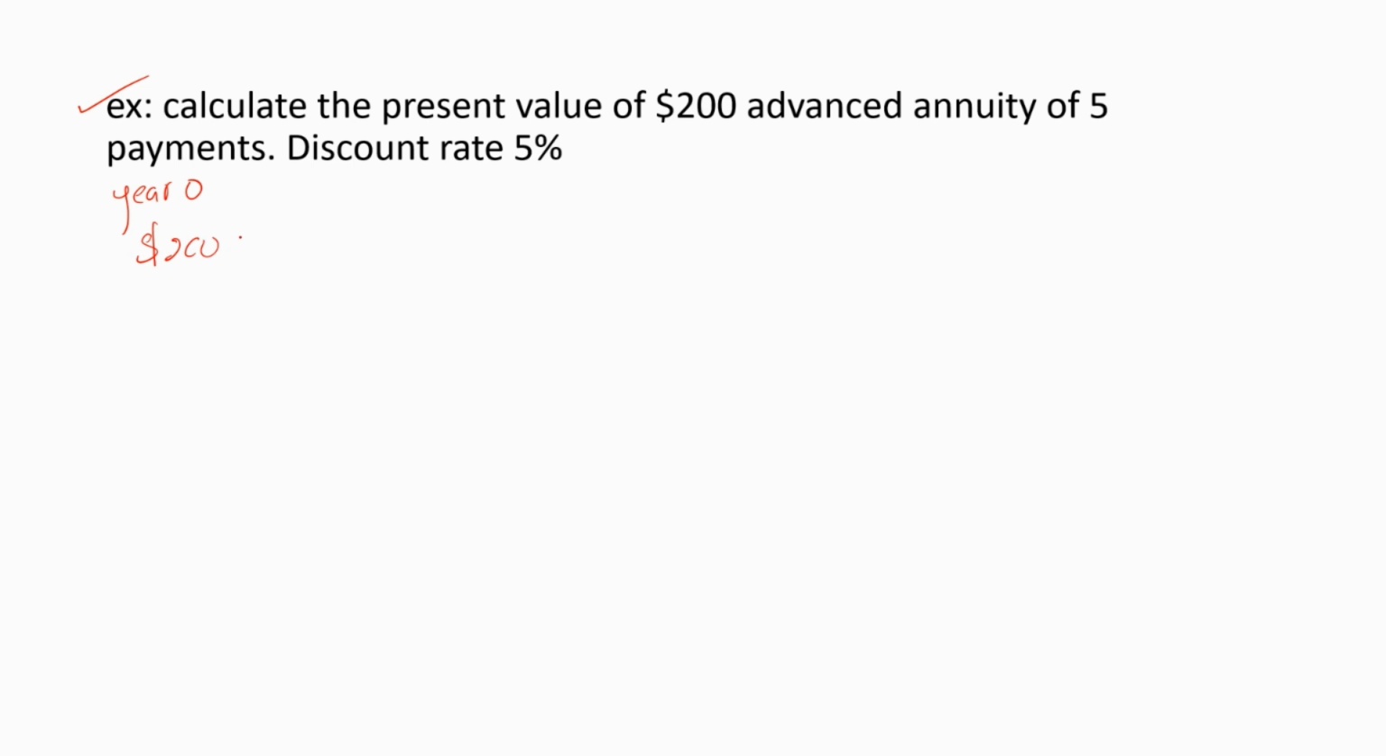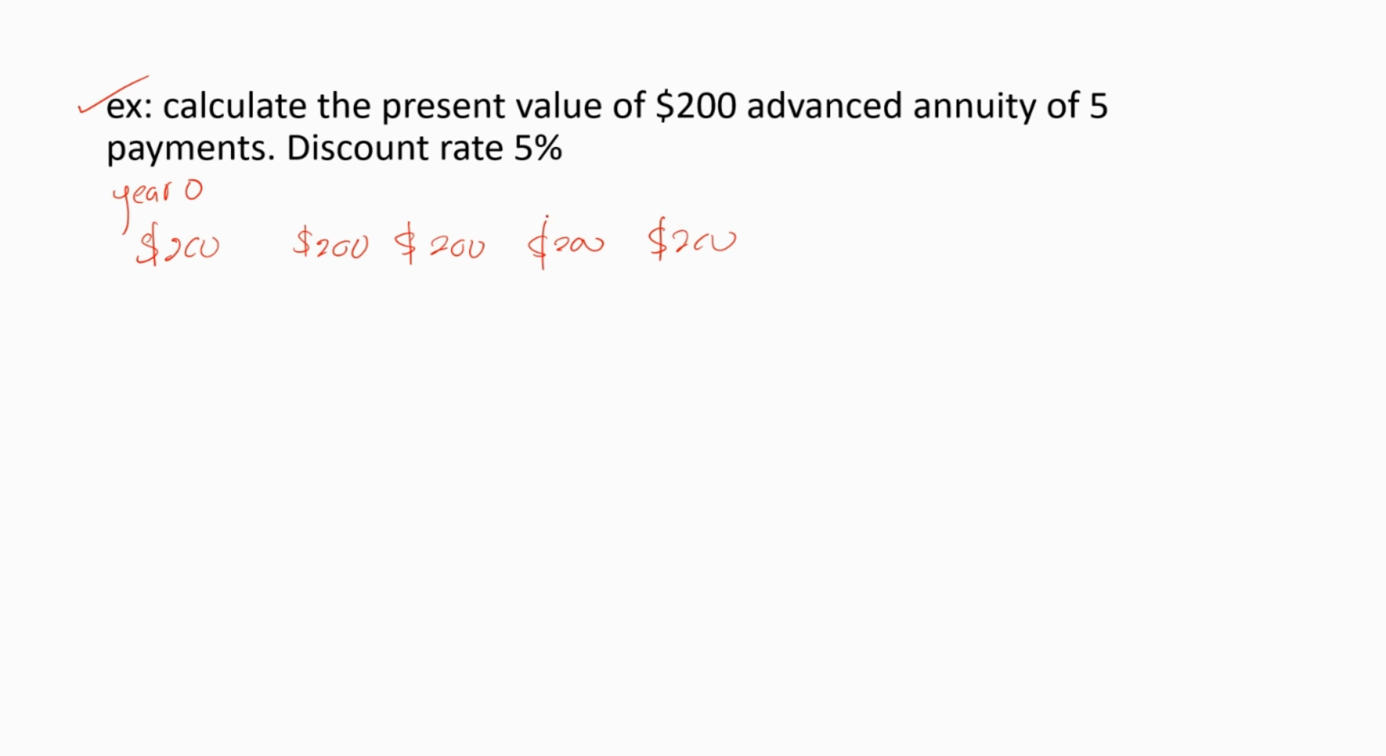And always remember, count the number of payments. Do not count the number of years. So, there will be 5 payments. So, this is the first one. This is the second one. This is the third one. Fourth one. Fifth one. Now all set because there are only 5 payments.